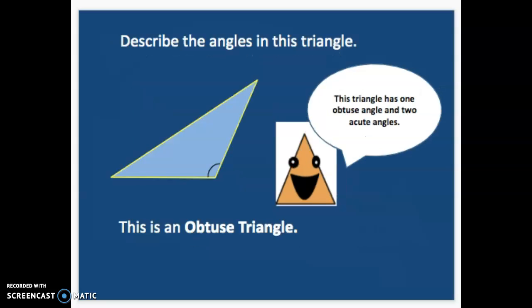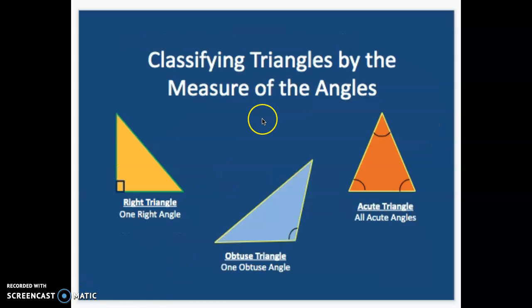We could describe the angles in this triangle, and we know that now this angle is greater than 90 degrees, so this angle is an obtuse angle. So this is an obtuse triangle. This triangle has one obtuse angle and two acute angles. So we can classify triangles by the measure of their angles. Again, if it has one right angle, it is called a right triangle. If it has one obtuse angle, it is called an obtuse triangle. And if it has all acute angles, it's going to be classified as an acute triangle.